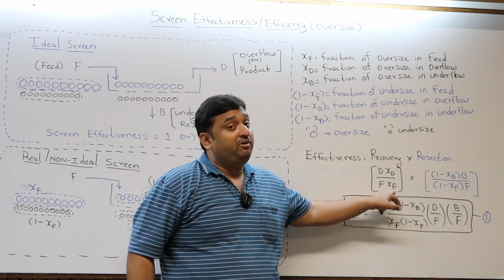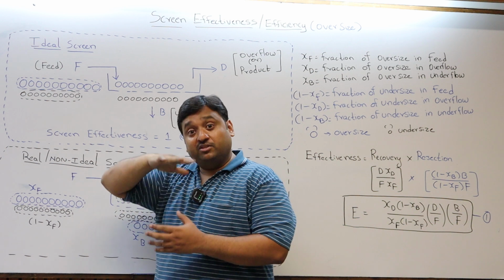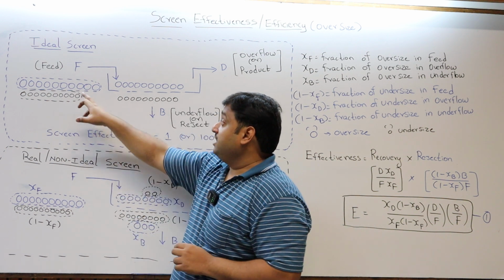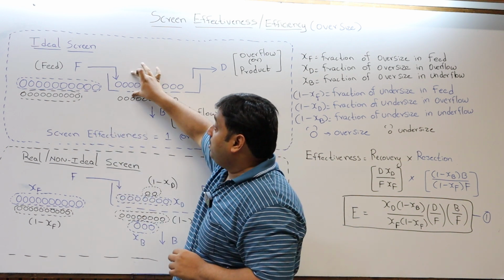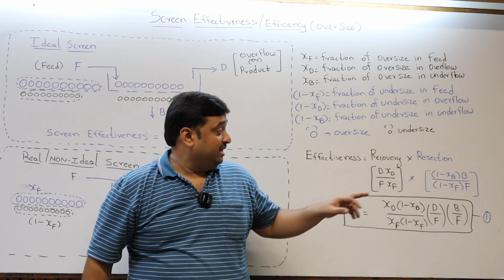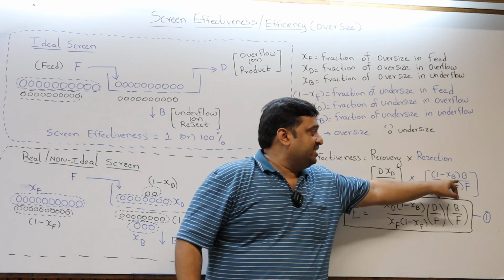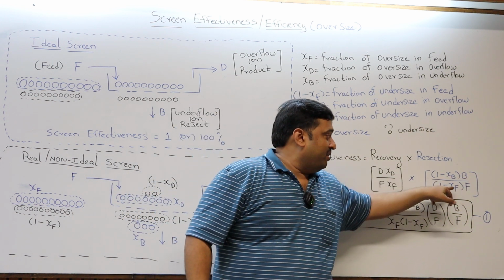What is F into XF? It is how many bigger size particles I have kept on the screen as feed. If all the bigger size particles in the feed come to the overflow, this ratio is 1. And the rejection is (1 minus XB) into B divided by (1 minus XF) into F.